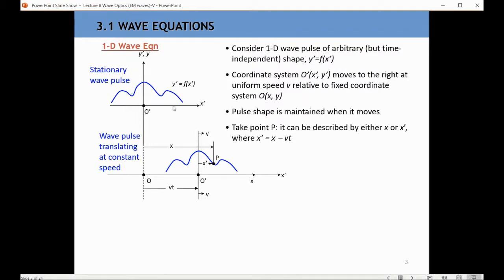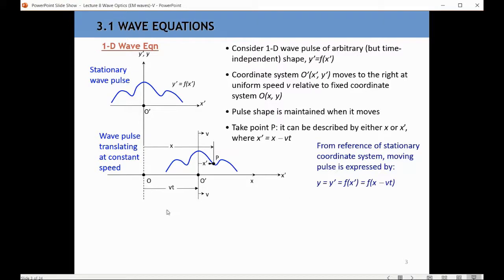The pulse shape, as you can see here, is maintained while it moves. If you take a point P, it can be described either by x or x prime, where x prime will be equal to x minus the distance moved within time t, and that is vt. From the reference of a stationary coordinate system, the moving pulse is then expressed as y equals y prime, and that's equal to the function of x prime. Then substituting x prime, it can also be expressed as a function of x minus vt.